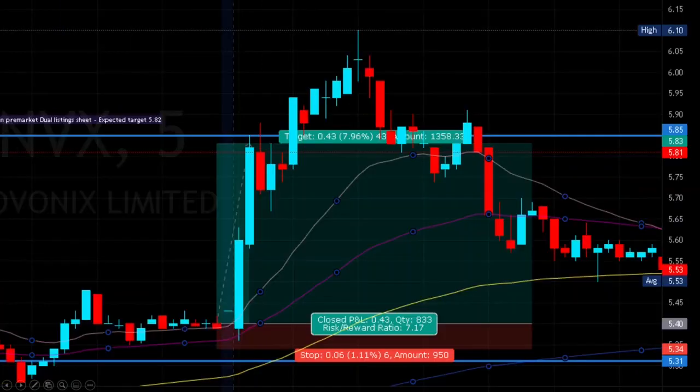So as you can see here, we have Novonix. This blue line here is the expected target price, 582, and it opens up, rallies straight to that, hits it straight away, and so you would have gotten taken out within the first 15 minutes. Just perfect, a really great trade. You can close up for the day and leave.